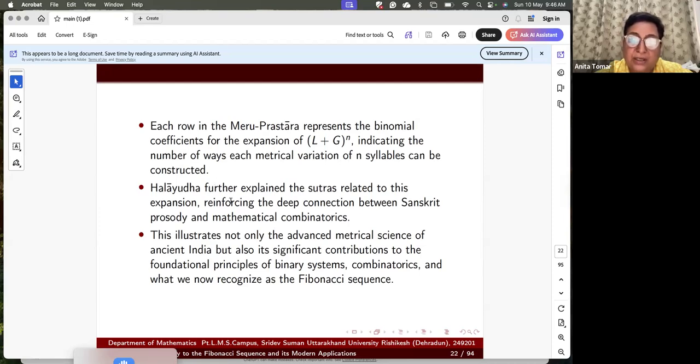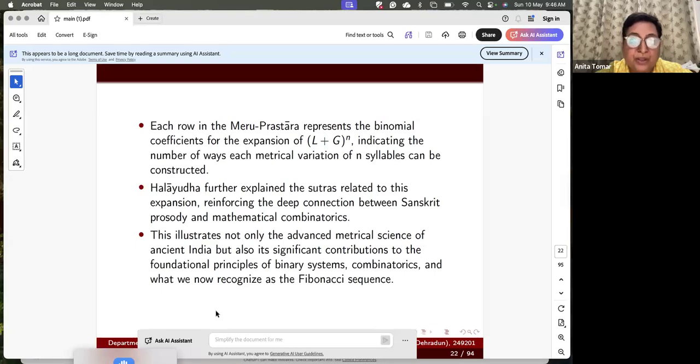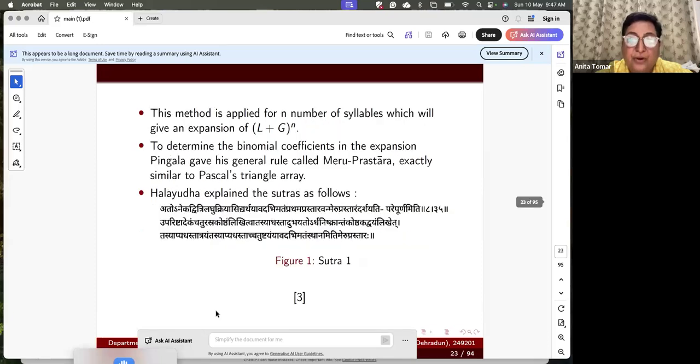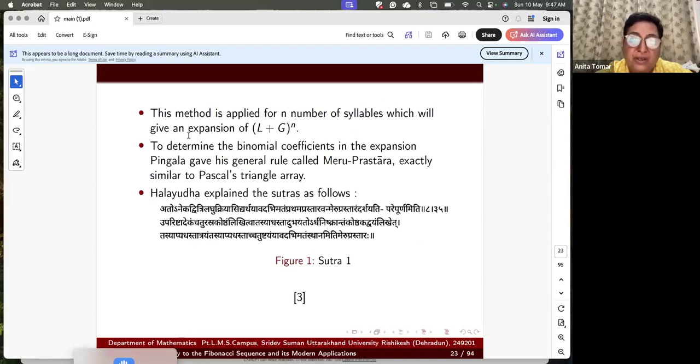So Halayudha further explained the sutra related to this expansion, reinforcing the deep connection between Sanskrit prosody and mathematical combination. So this illustrates not only the advanced metrical science of ancient India, but also its significant contribution to the foundational principle of binary system combinatorics and what we now recognize as the Fibonacci sequence. So this method is applied for n number of syllables, which will be given as an expansion of L plus G raised to power n. To determine the binomial coefficients in the expansion, Pingala gave his general rule called the Meru Prastha, exactly similar to Pascal's triangle. So Halayudha explained the sutra as follows.